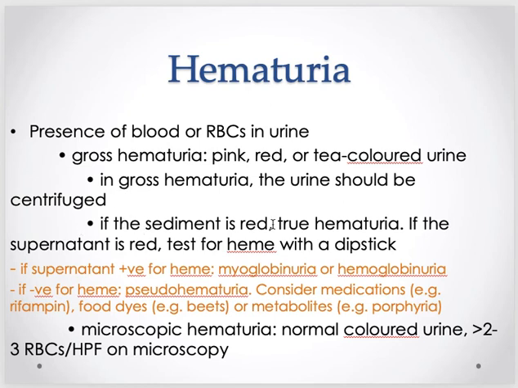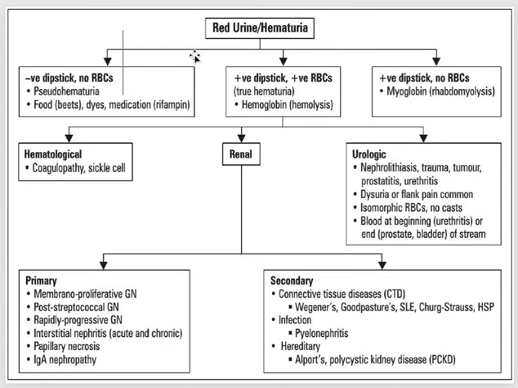If the sediment is red, it is true hematuria. If the supernatant is red, test for heme with a urine dipstick. I will talk about the urine dipstick in a while. Whenever we find 2 to 3 RBCs on microscopy, we call it microscopic hematuria. Now, the causes of hematuria.